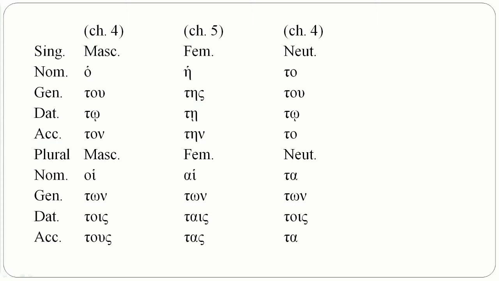Going to the plurals of the feminine, the nominative feminine plural is like the nominative feminine singular. It has a rough breathing mark on it. It is alpha iota with a rough breathing mark, so it's pronounced high. The genitive feminine plural looks exactly like the masculine and the neuter. We still are using the omega nu, and so this is tau omega nu, ton. Then the dative, tau alpha iota sigma, tice. And then the accusative feminine plural, tau alpha sigma, tas.